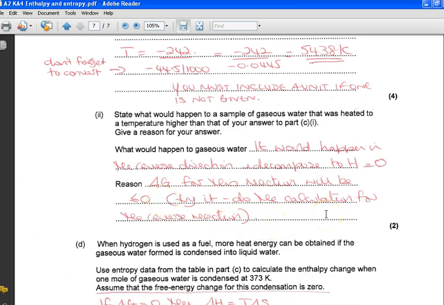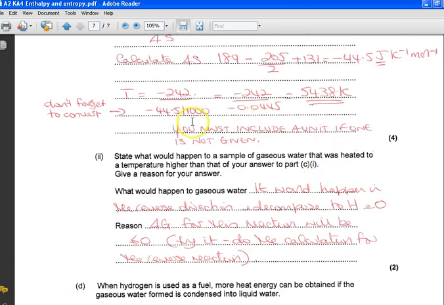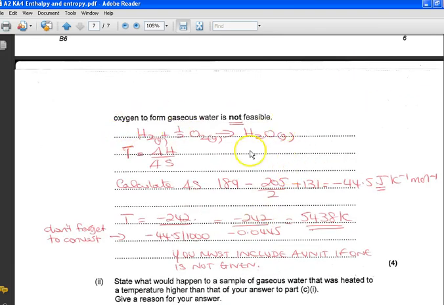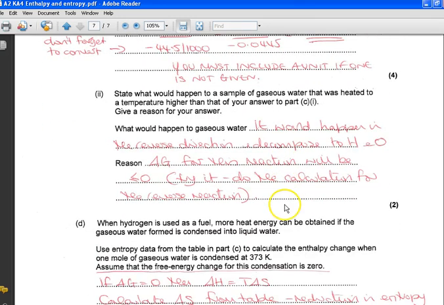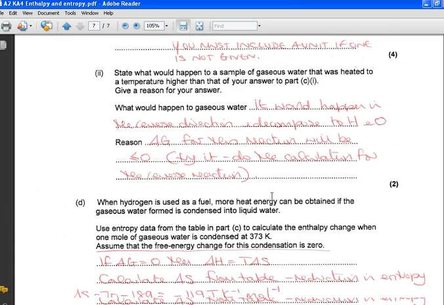If you don't understand what I'm saying and you're thinking it doesn't make sense, actually do the calculation in reverse. Use the equation so that these will be your products and this will be your reactant. Work out your delta S, which should come out to positive 44.5. Put that into your equation and you'll see that delta G comes out at less than 0. So above that temperature, that's what would happen.